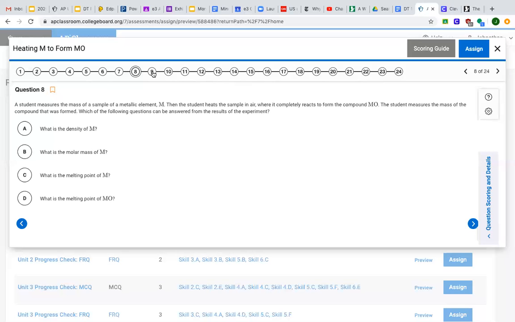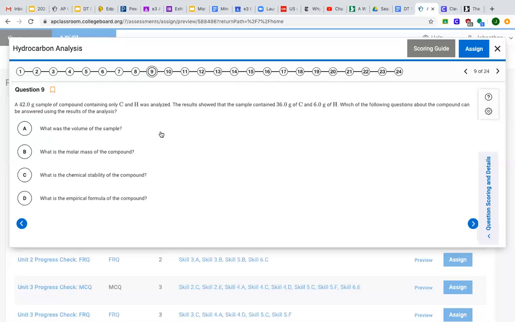Yeah. Yep. Okay, number 9. So a 42-gram sample of a compound containing only carbon and hydrogen was analyzed. The results showed that the sample contained 36 grams of carbon and 6 grams of hydrogen. Which of the following questions about the compound can be answered using the results of the analysis? Okay, so what do we get for this one, guys?